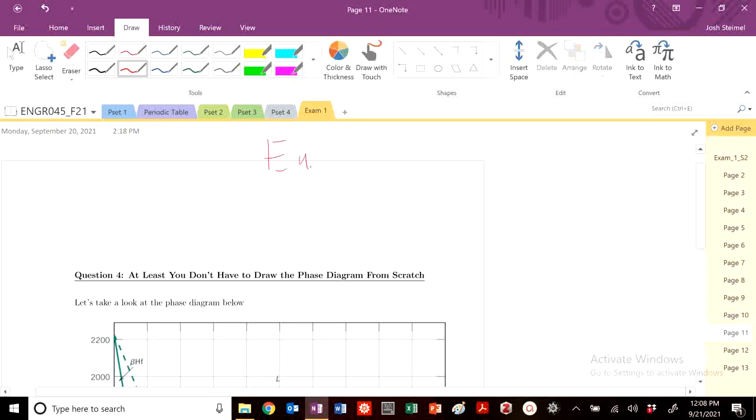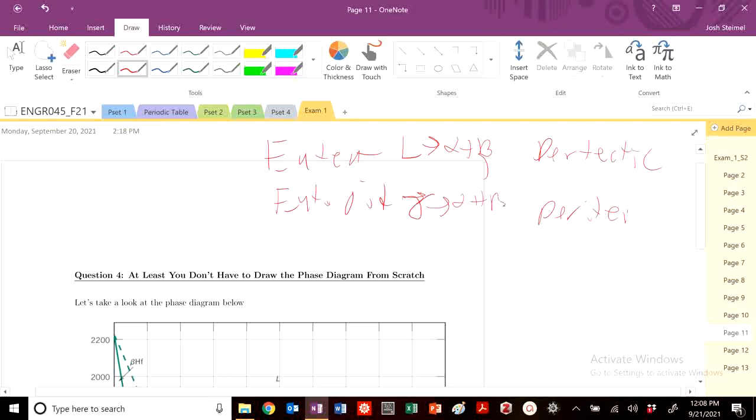So, eutectic, eutectoid, peritectic, and then peritectoid. Remember here we're going from liquid to alpha plus beta. Eutectoid, we're going from basically a gamma to an alpha plus beta. For peritectic, liquid plus alpha to a beta. For peritectoid, we're going from a gamma plus alpha to a beta.